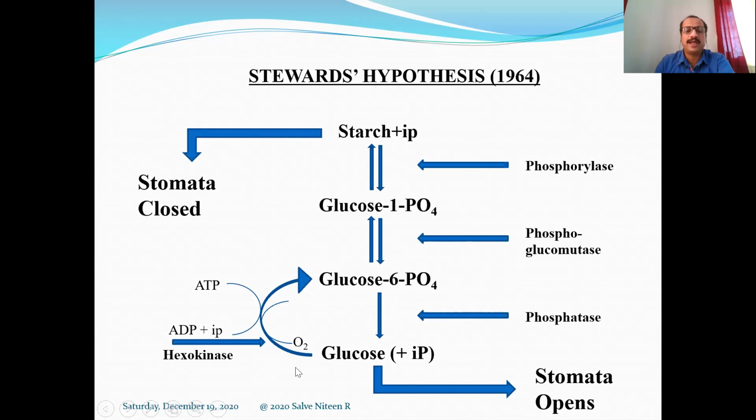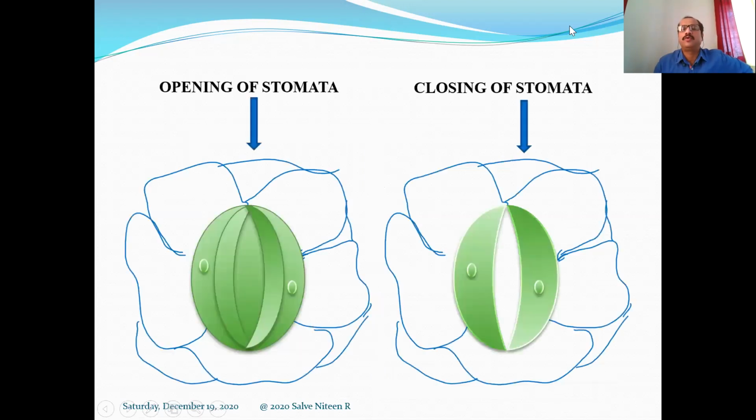Now during nighttime, this glucose is converted into glucose 6-phosphate. This is a phosphorylation reaction. And then it is converted into glucose 1-phosphate, and again into starch. It leads to the closure of stomata when the pH is acidic, when there is dark condition. This is the hypothesis proposed by scientist Steward in 1964 for explaining the mechanism of opening and closing of stomata.